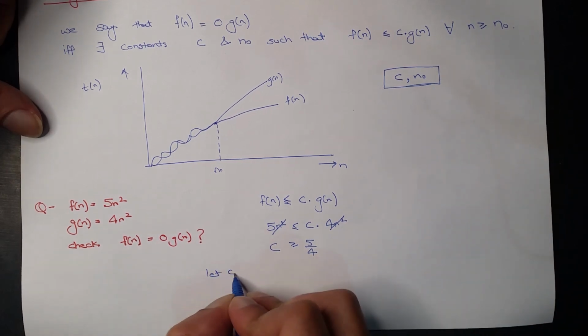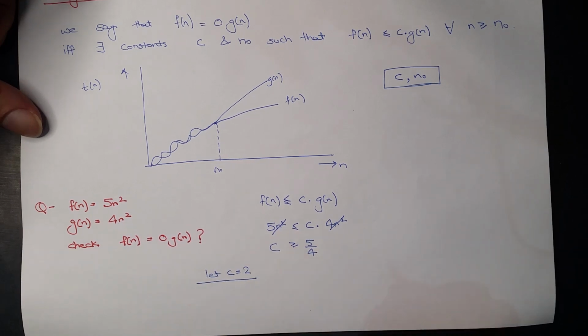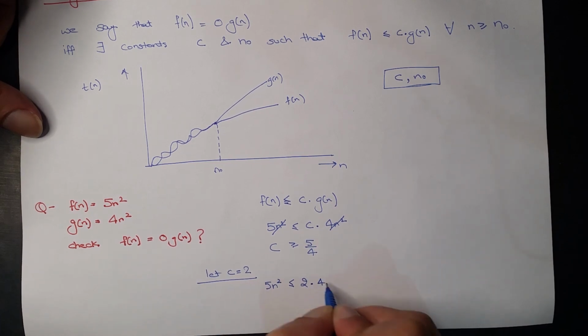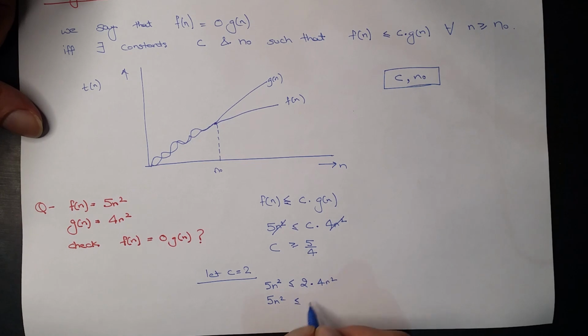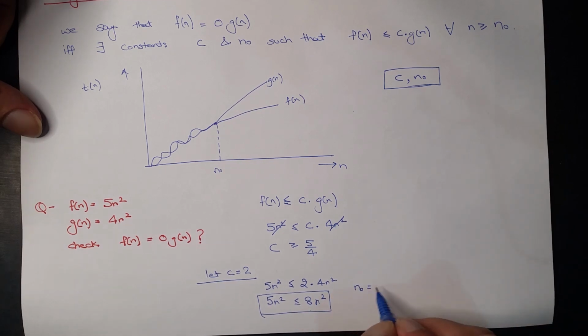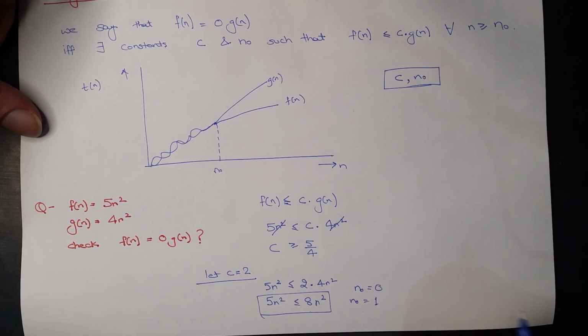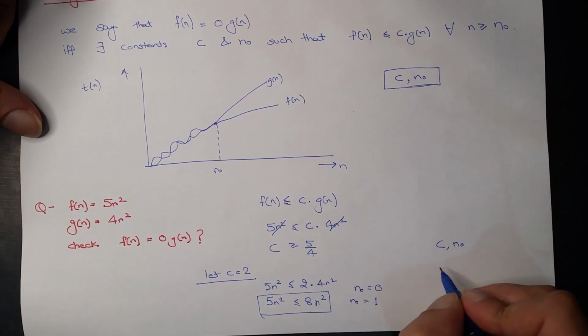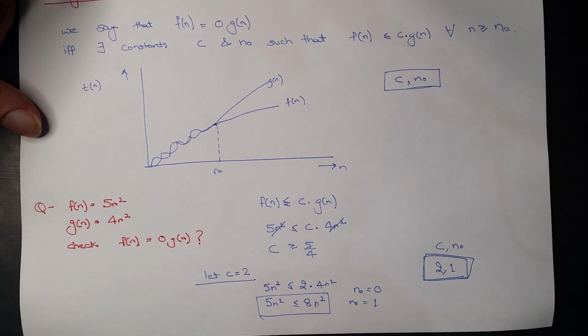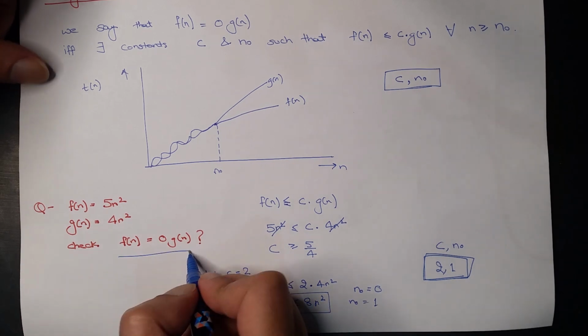c is greater than 5 by 4. Let c be equal to 2. For c equal to 2, 5n square is less than or equal to 2 dot 4n square, or 5n square is less than or equal to 8n square. We have to find a value of n for which this will be satisfied. We can find many values. It will be satisfied for n naught equal to 0, n naught equal to 1, but we need only one pair, and that pair, the c and n naught pair, is 2 and 1. Since we found that one such pair exists, what we assumed in the starting was true, and f(n) is big O of g(n).